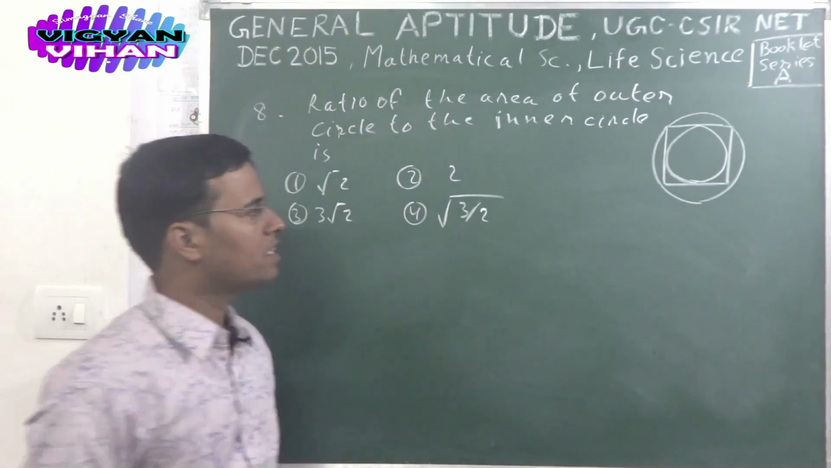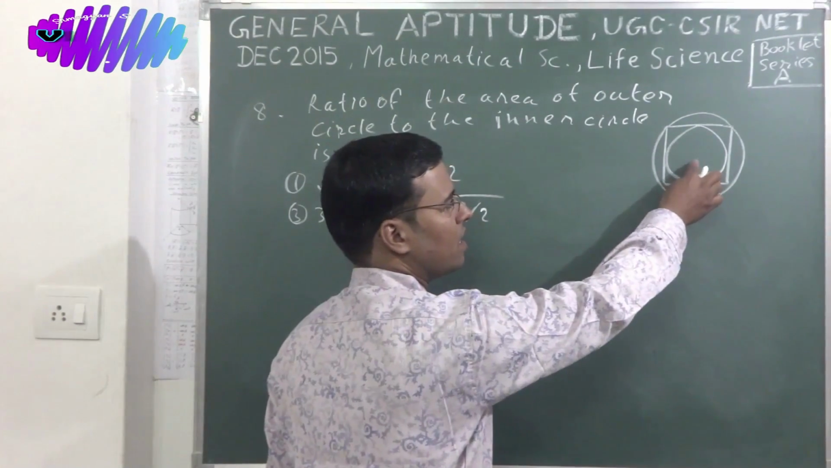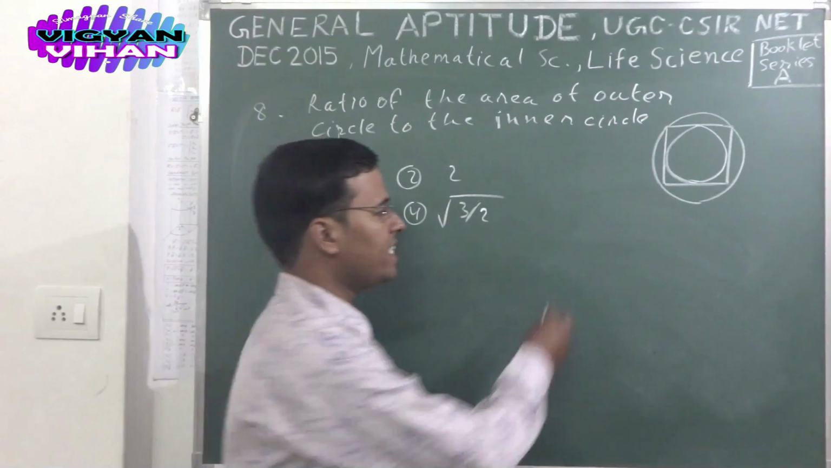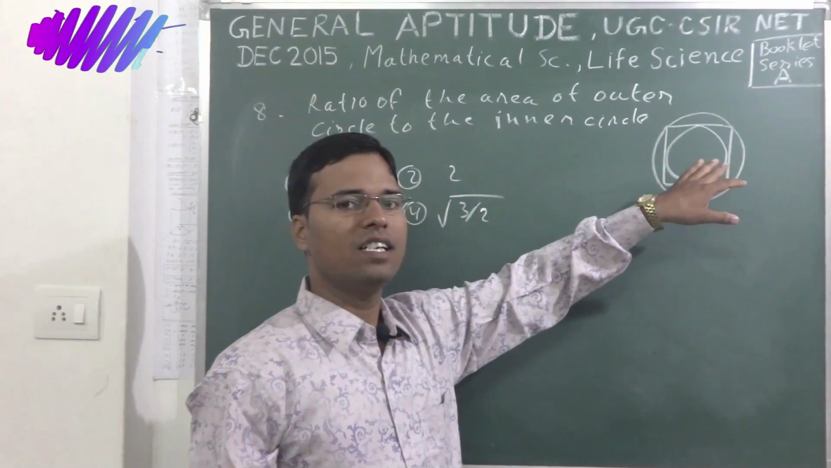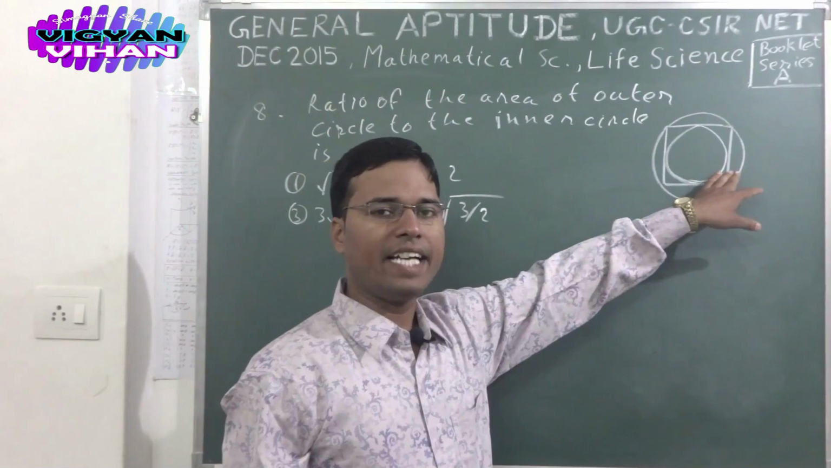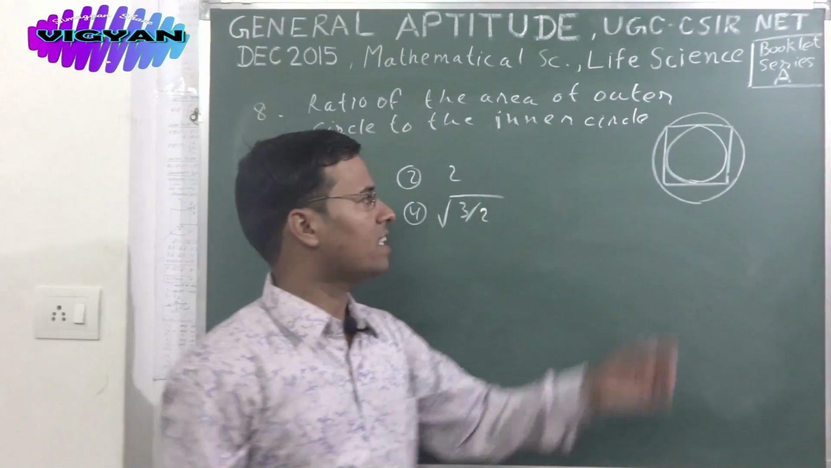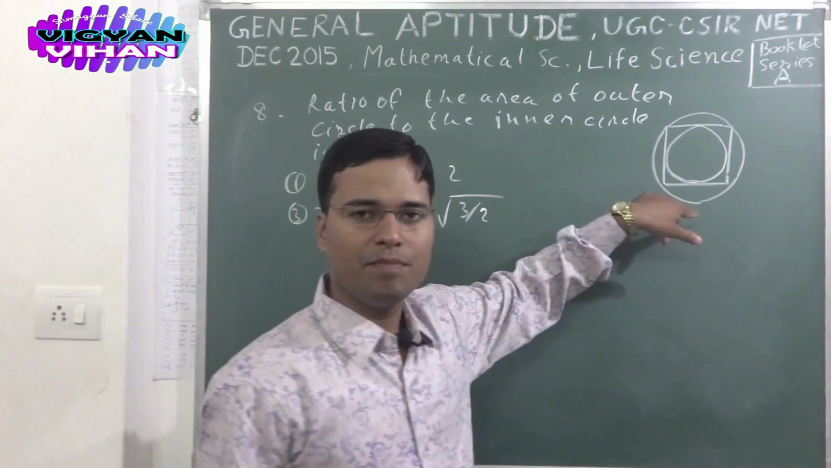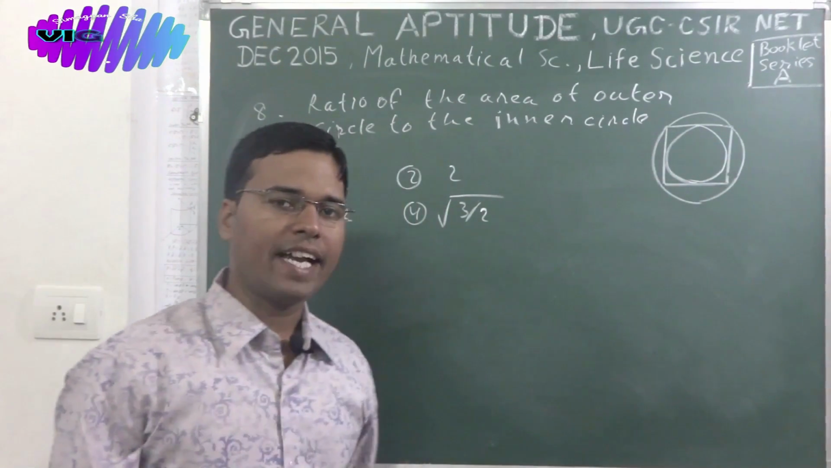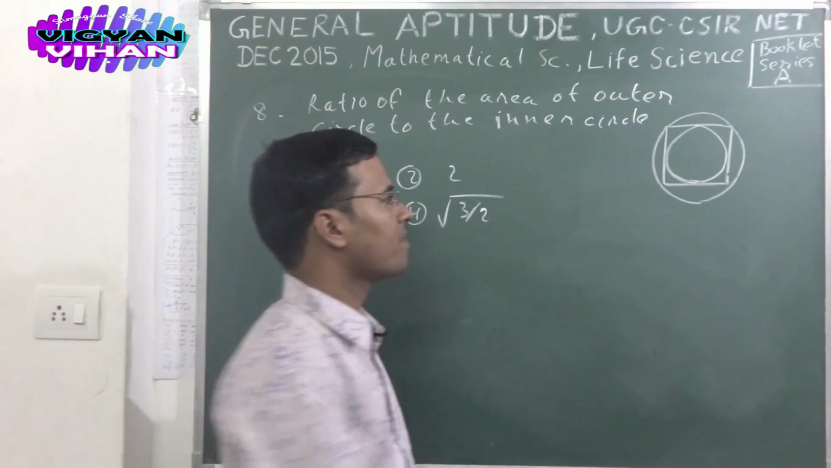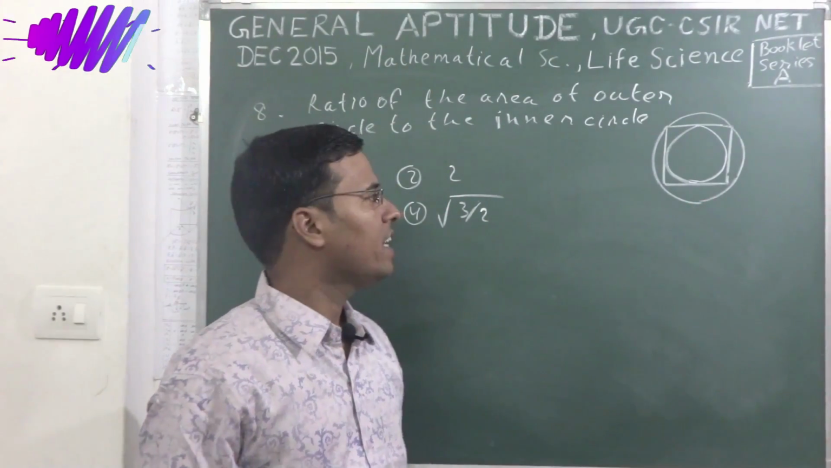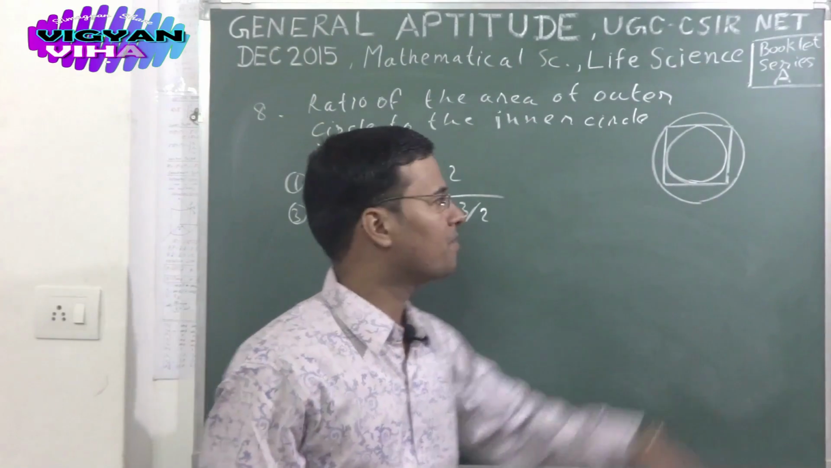In this problem, there is a circle. In this problem, there is a square. A circle is inside the square, touching its sides at the center. The other circle is made on the outer side of this square. The outer circle is touching its vertices.